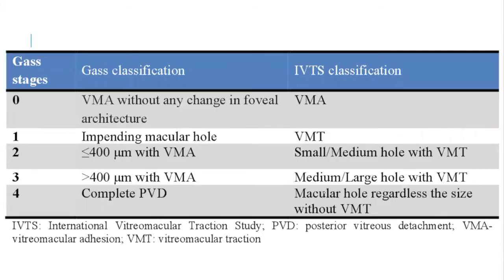For comparison, in Gass's classification versus the International Vitreomacular Traction Study Group: vitreomacular adhesion progressing to vitreomacular traction, perhaps small to medium size holes, and in stage 4, larger holes with complete PVD.